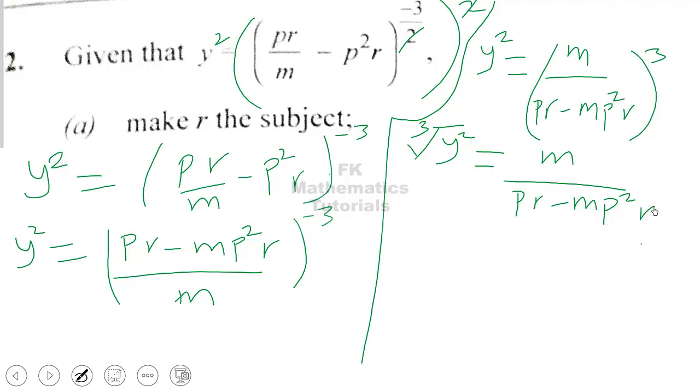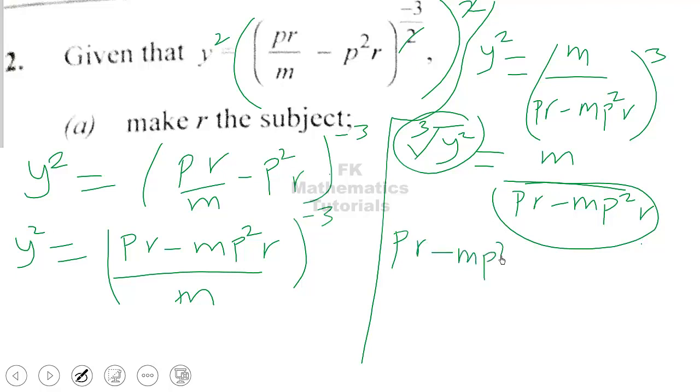Now what I can do next is to cross multiply, to swap this expression here and this one. So that will give me PR minus MP squared R is equal to M over the cube root of y squared.